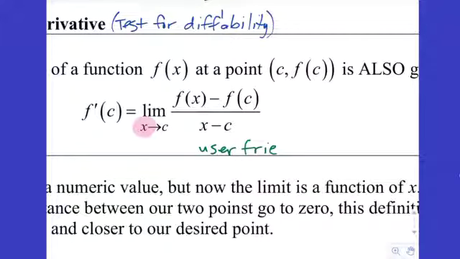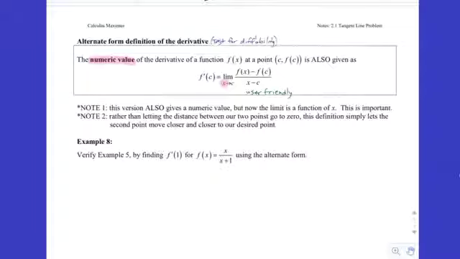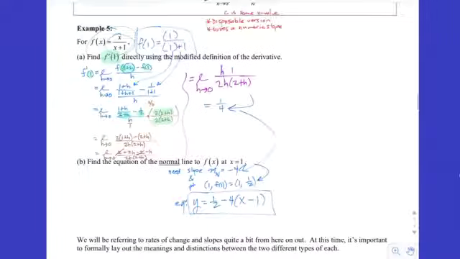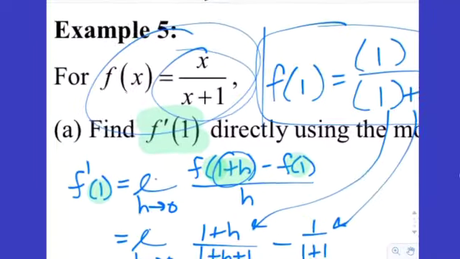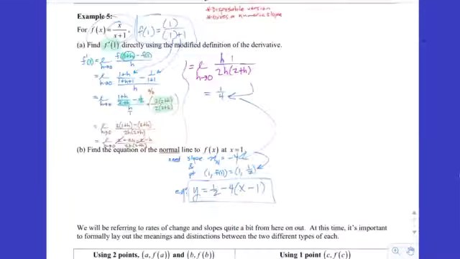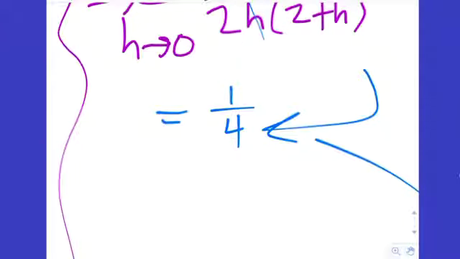It only has one unknown, not an x and an h, just an x. Okay? So I'm going to show you how to use it. We're going to do exactly what we did on example 5. On example 5, we found the slope of the tangent line using the modified form, the disposable version. And we ended up with 1/4 as an answer. I'm going to show you how to get the same number using the alternate form.